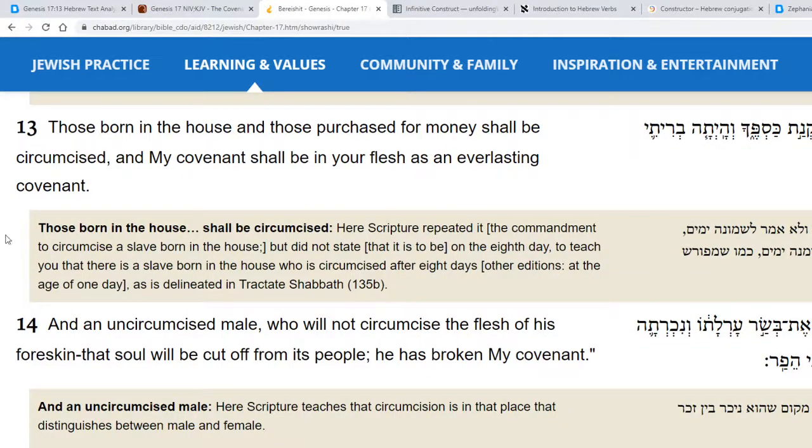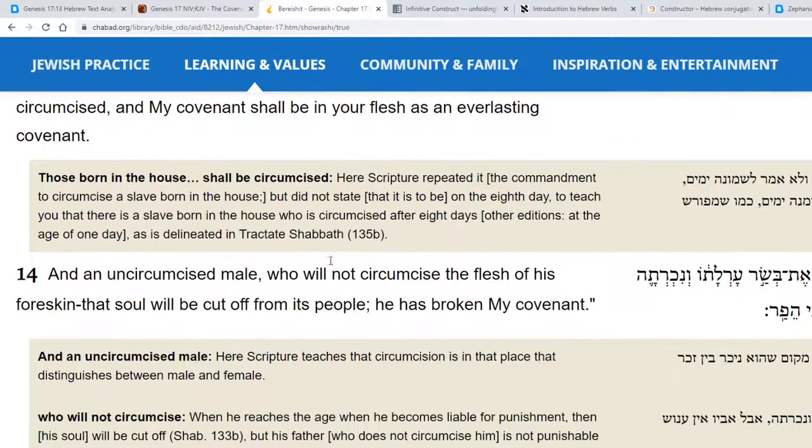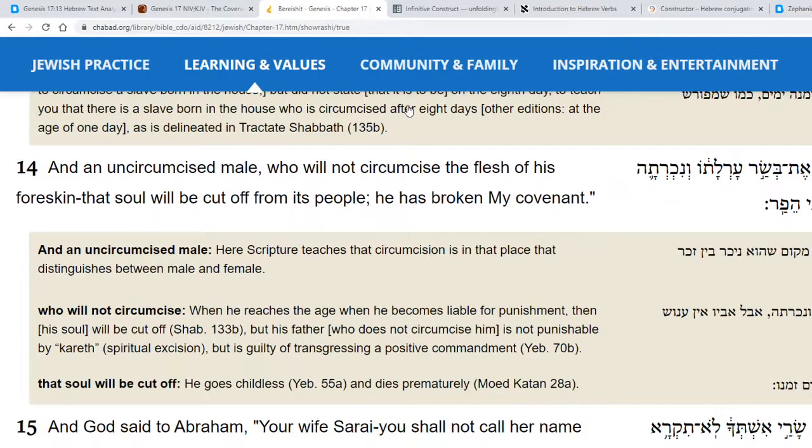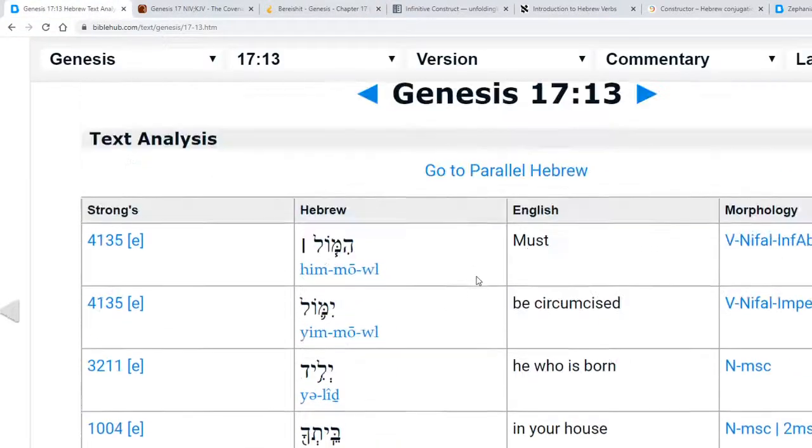Here, Scripture repeated the commandment, but did not state that it is on the eighth day to teach that there is a slave born in the house who is circumcised after the eighth day, which means on the Sabbath. Okay, so this is the Talmud darshans why this repetition. You can look in the Talmud tractate Shabbat 135b if you are interested. Okay, next one.